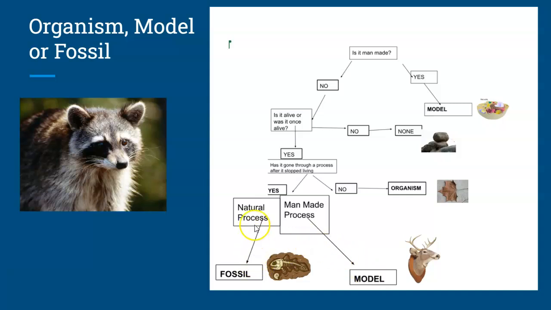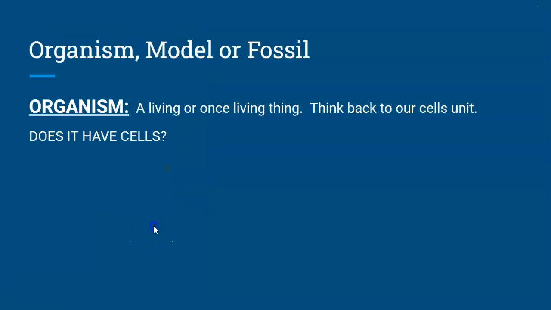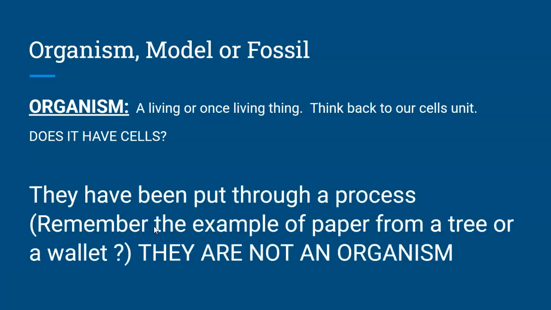If it's gone through a natural process like fossilization, where the bones have turned to stone, that's a process. Those bones are no longer considered a living thing. They are considered a fossil. That's how you're going to determine fossil, and we'll get to bones in a minute. So that's how you use this flowchart. We'll go through a couple more. This is where, if they've been through a process, they are not an organism.